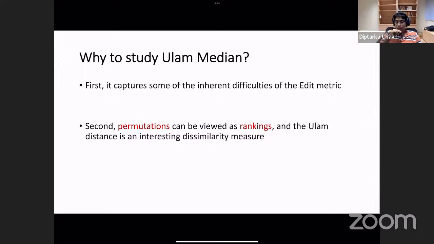But there are some similarities in terms of difficulties. So one can actually get some of the ideas from those Ulam distance algorithms to get an efficient edit distance algorithm. So this is one motivation. Another motivation is that permutations you can view as rankings, and Ulam distance is just an interesting dissimilarity measure among the rankings.